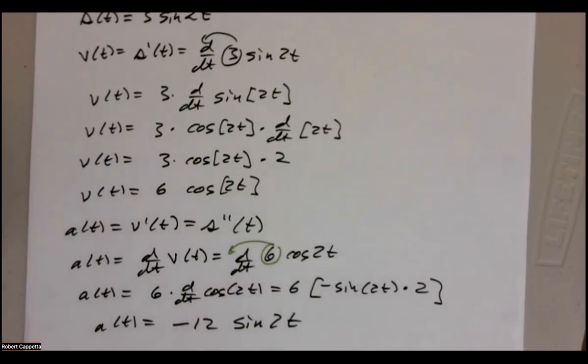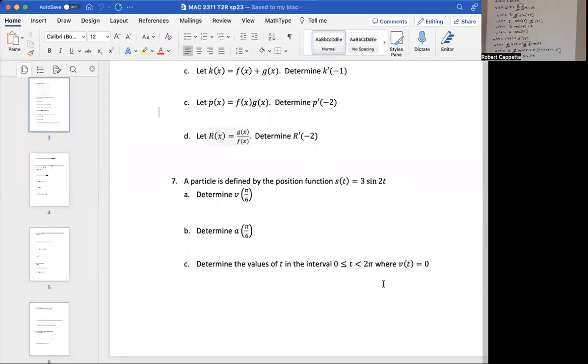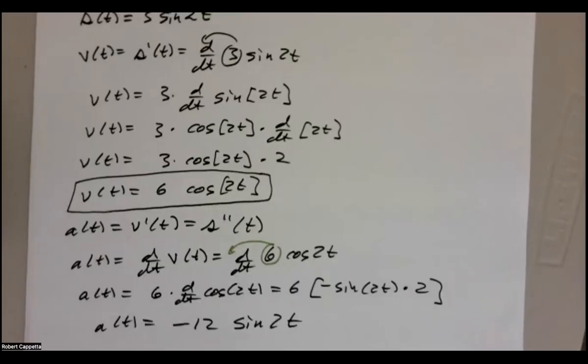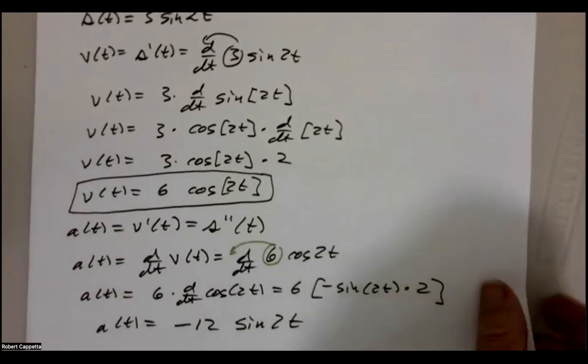That is our acceleration. But then what else did the question ask there? Then it wants the values where the velocity equals 0, between 0 and 2 pi. So when does the velocity equal 0? This takes us back to our first test when we were working with trigonometric equations. So I need to solve when does 6 times cosine of 2t equal 0. So let's do that. V of t equals 0.